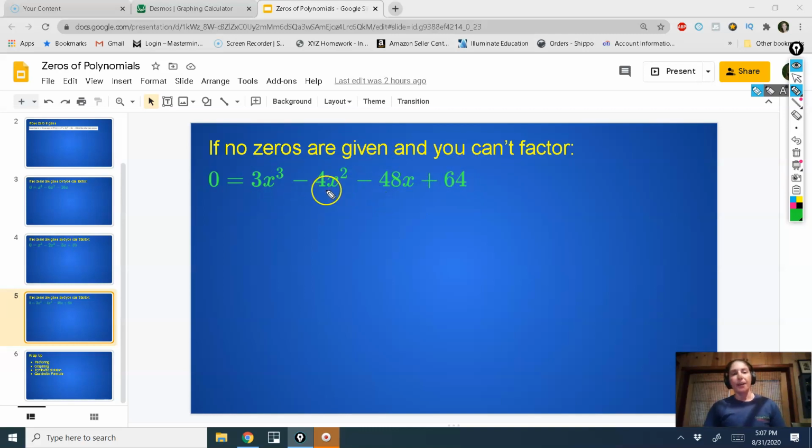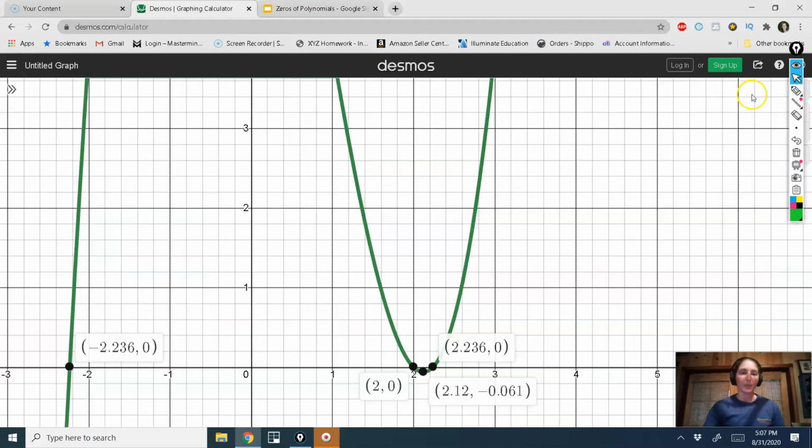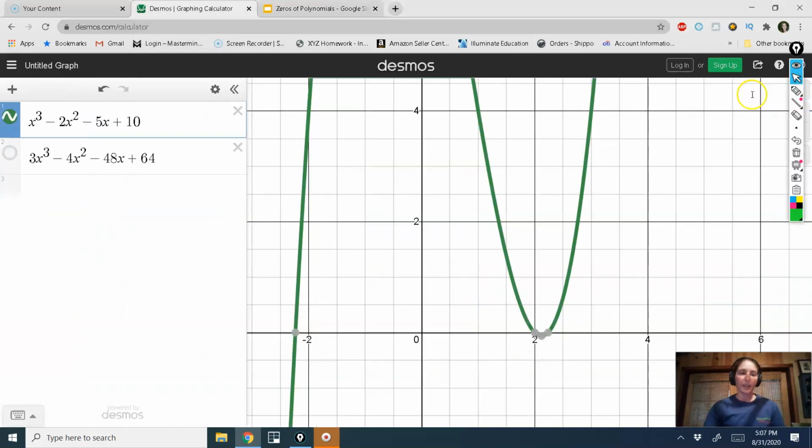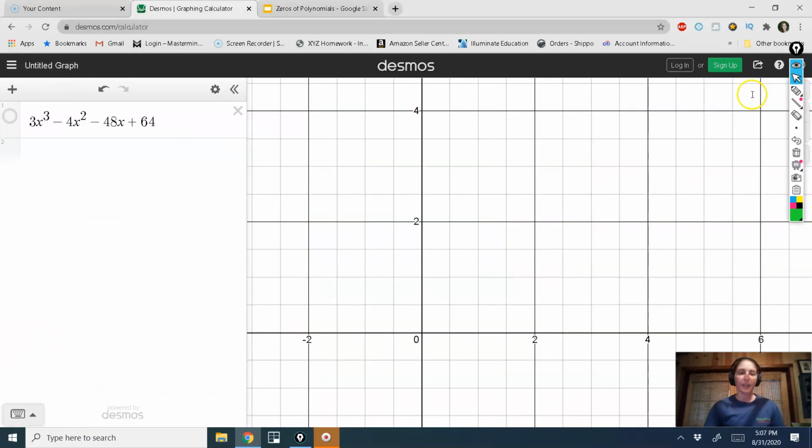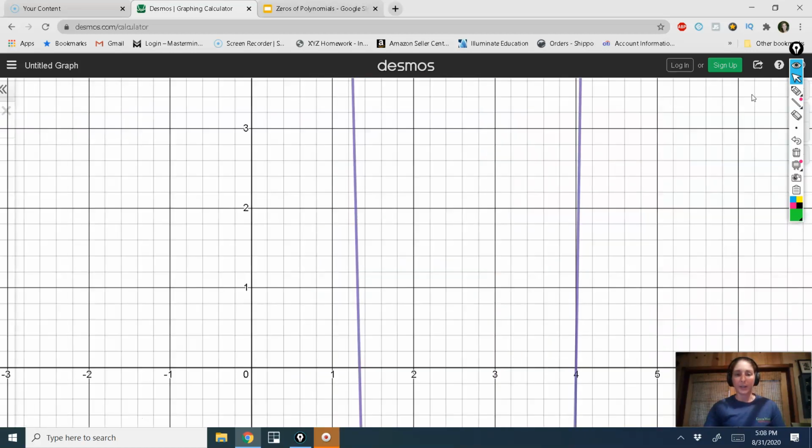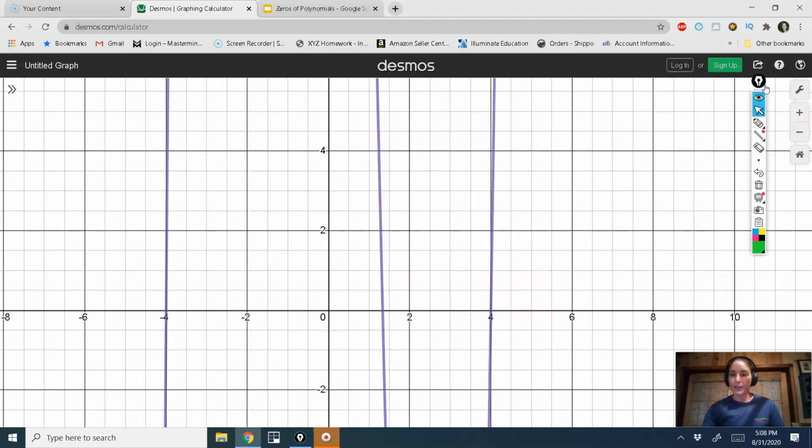So whenever you can't factor, graph, right? So let's graph it and maybe our graph will be a little more illuminating. Not this one though because it's the wrong graph. We just did that one. So let's look at this guy here. So this is our equation. I'm going to put this over here. Let's zoom out a little bit and see if we have any other zeros we can see.